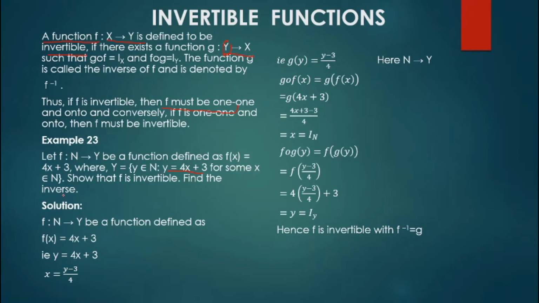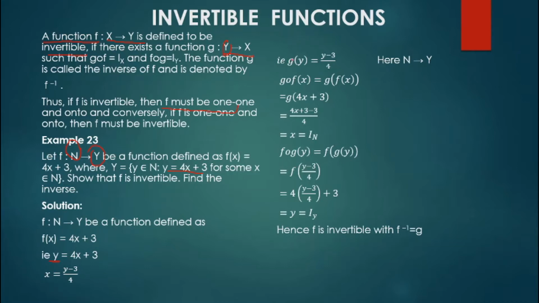So let's see how we are supposed to find the inverse. Solution. Always first you write the given. So I have written the given, and we know that we even write f of x as y. Here they are saying x belongs to N, so x is some element in the set of natural numbers, and f of x is y. Okay. So y is equal to 4x plus 3, your expression in terms of x.